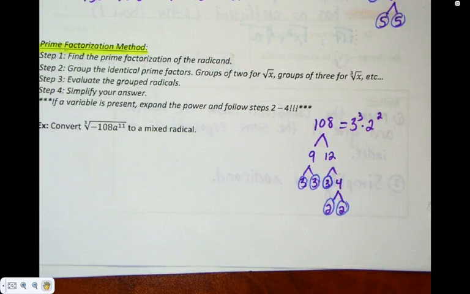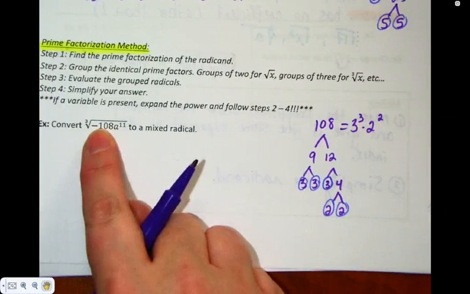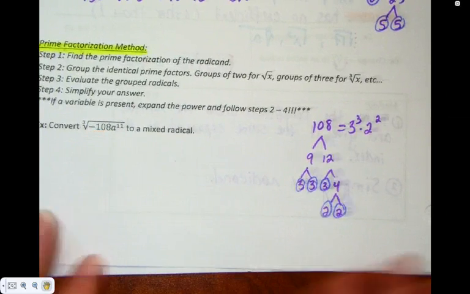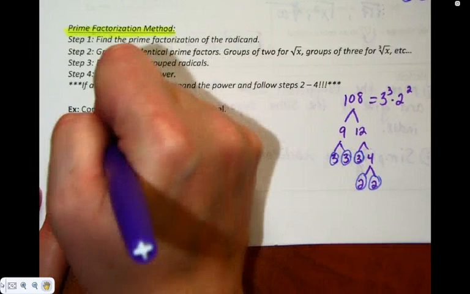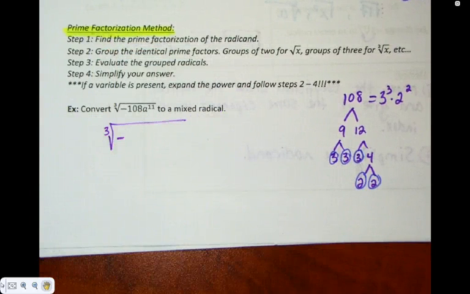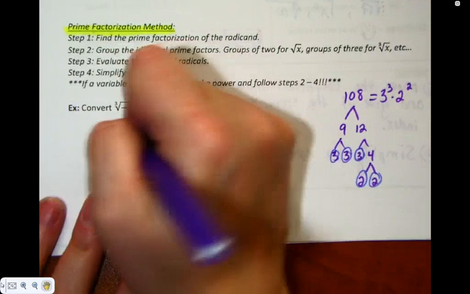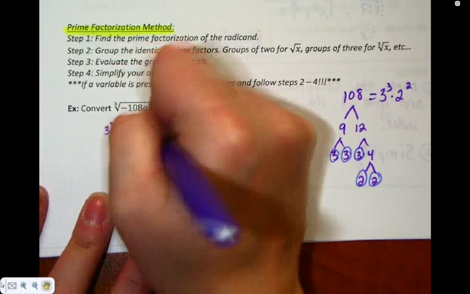Yes, ma'am. Yeah, I'll just tag the negative when I go back to this side. So I'm going to keep my cube root. I'm going to keep that negative that was there. And I'm just going to replace it with the prime factoring, which is 3 cubed times 2 squared.